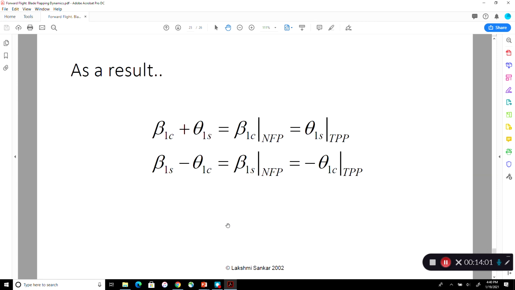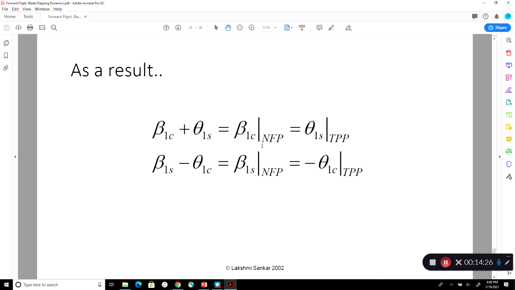So the moral of the story is these combinations always occur together. In the no feathering plane, you think there's no pitching up and down of the blade, so you only see the flapping dynamics. In the tip path plane, you don't see any flapping up and down of the blade, so you only see the feathering dynamics. In the shaft plane, you see both of those terms.